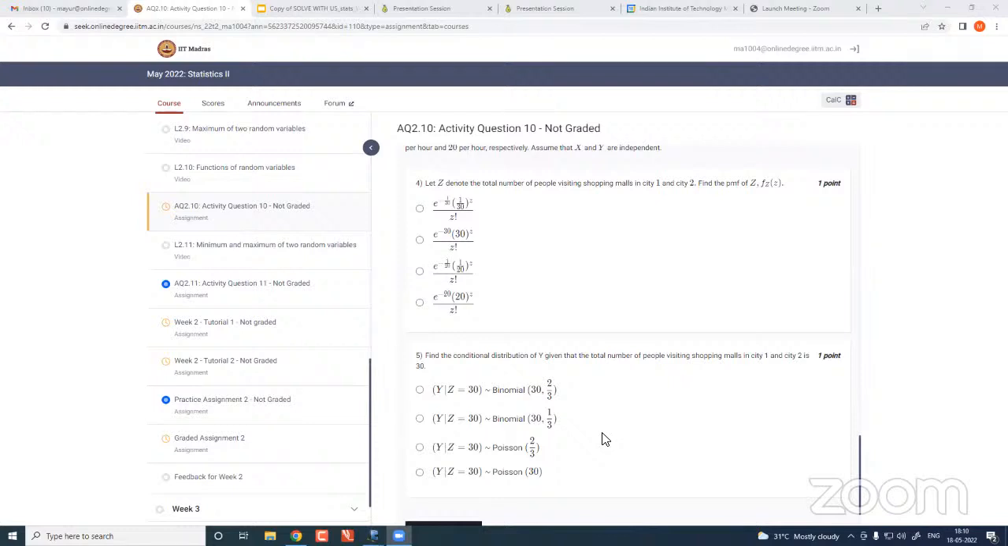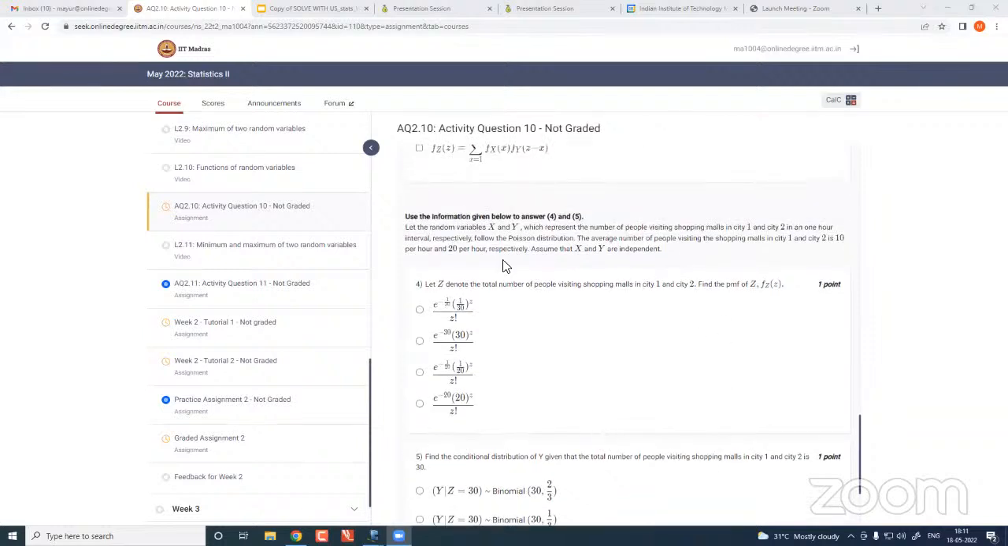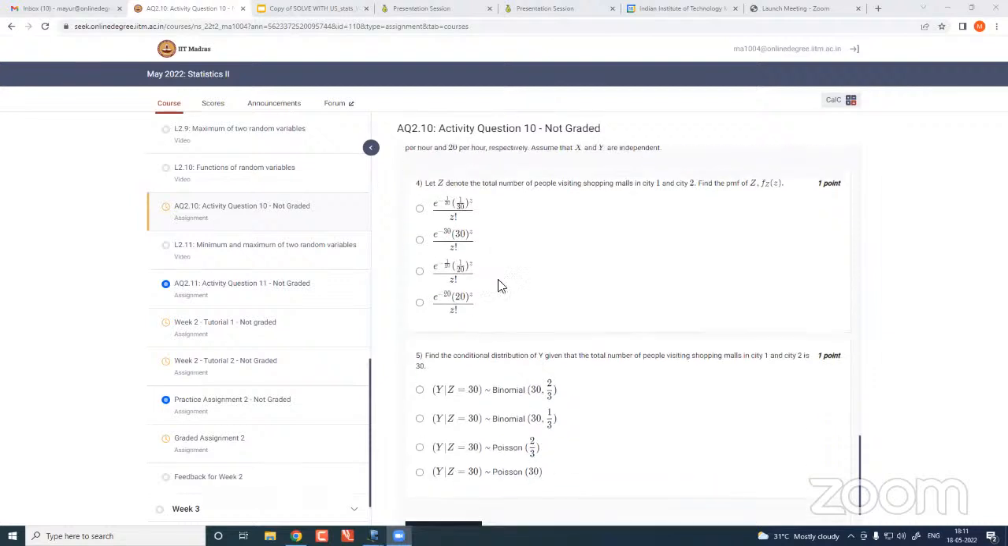For those 30 people, how many will go to city 2? That depends on this parameter, 20 per hour. So 20 divided by 30. And if it was X given Z equals 30, then it would have been binomial 30, 1 by 3. A detailed derivation is there actually. I don't want to do it. Sir has derived it.